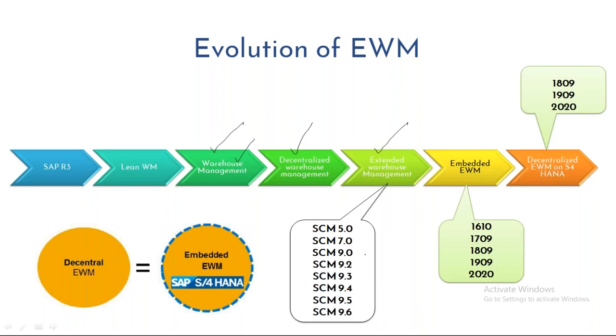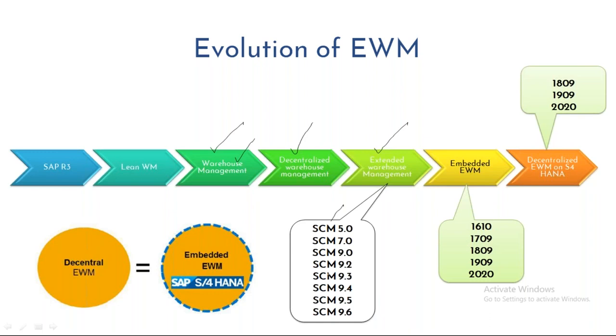And in EWM, we have these many versions. So this started with 5.0 initially. EWM was part of a different server. There's something called SCM, Supply Chain Management server. So this was part of the SCM server. In the SCM server, we have these many modules, these many versions.